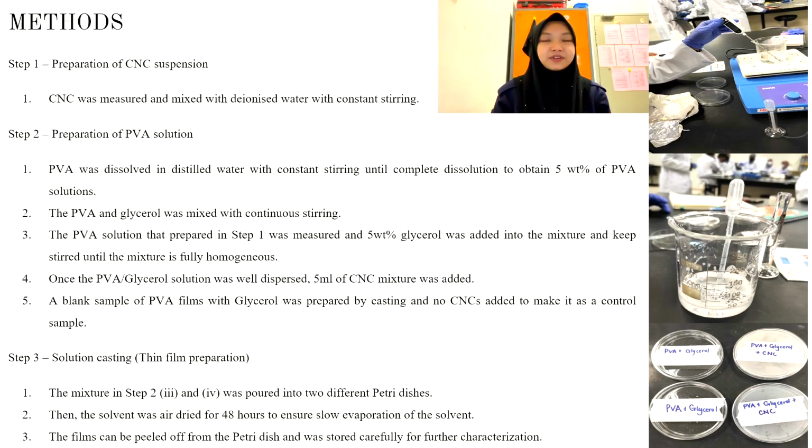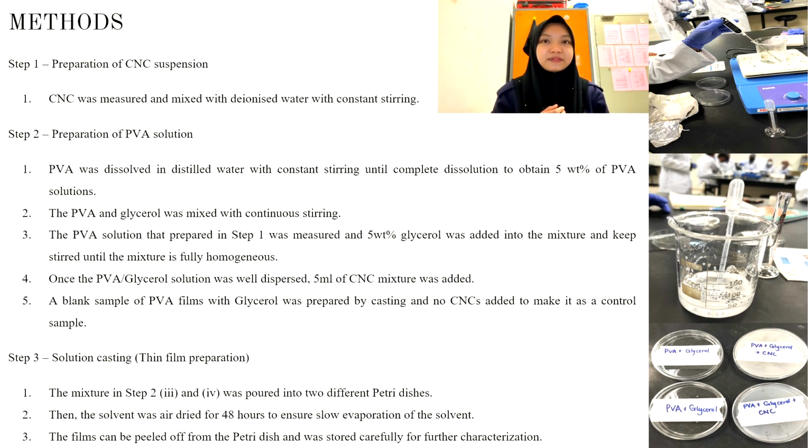The methods for this experiment are as follows. Step 1, preparation of CNC suspension. 5 g of CNC was measured and mixed with 100 ml of deionized water with constant stirring at 45 degrees Celsius for 30 minutes.